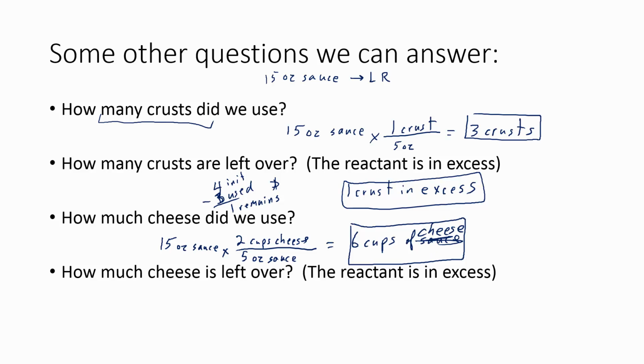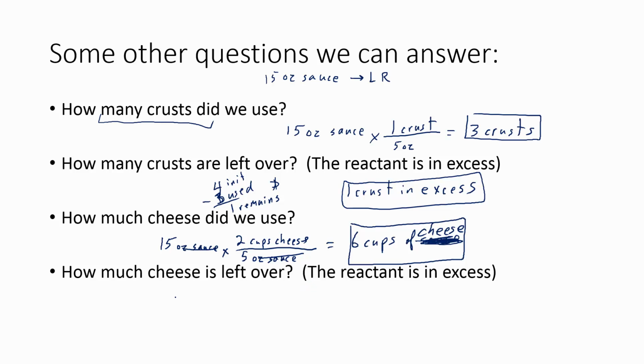Oh, cups of cheese. Thinking too much about pizza. But you got the idea. 15 times 2 divided by 5 would be 6 cups. Ounces are gone, so 2 cups of cheese. Cheese. Yeah. So how much cheese is left over?